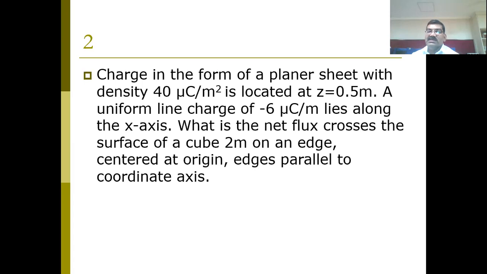In the previous problem we considered the sphere centered at origin. Here it is considered as the cube. So you can find it out, the sheet charge is there, the line charge is there. Now only two charges are there. You can find the area of the sheet multiplied by the surface charge density, and the length of the line charge multiplied by the line charge density. Add these two, you will get the answer. So this is not great. It is simple. I hope you may be able to solve it. So I'll go next.